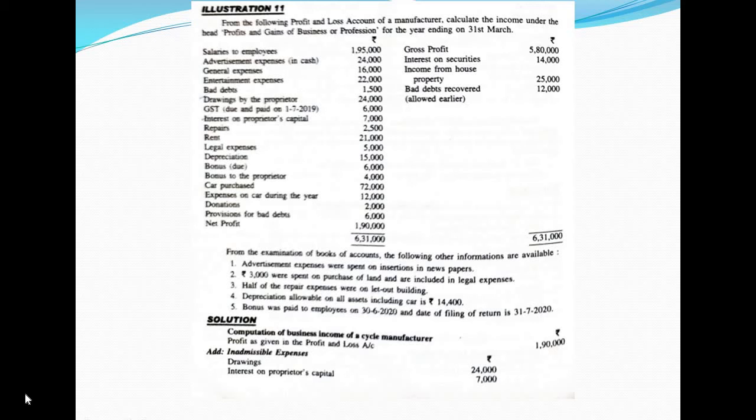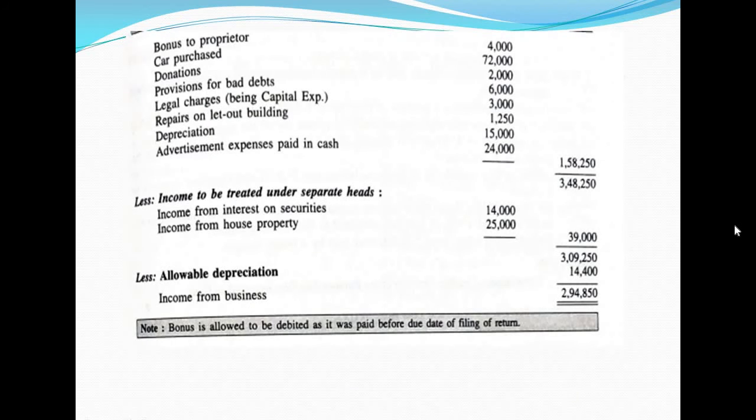So we have drawings, we have interest on proprietor's capital, then we have the bonus to proprietors, then we have the car purchase, we have donation, we have provision for bad debts, then we have the legal charges, that is for the purchase of land for rupees 3,000. You have the repairs on let out building, then you have the depreciation, we have the advertisement expenses paid in cash, and after adding that we'll get 3,48,250.